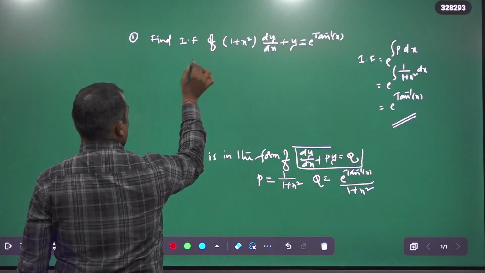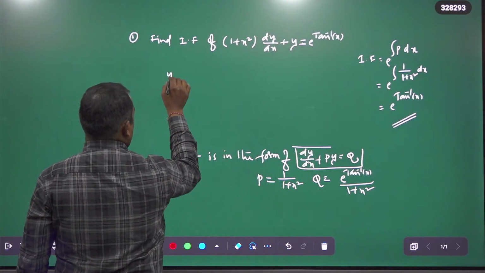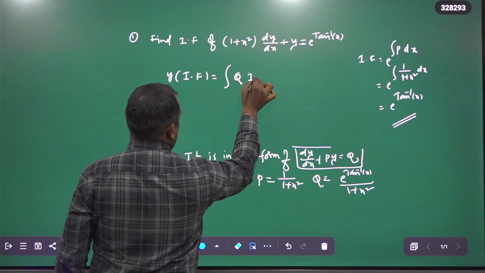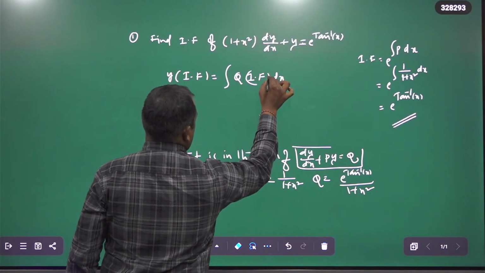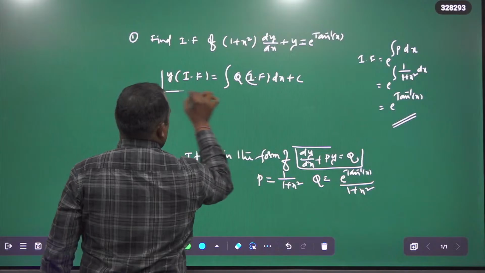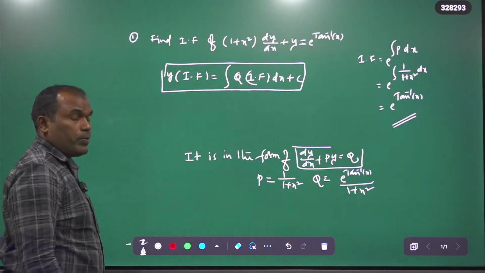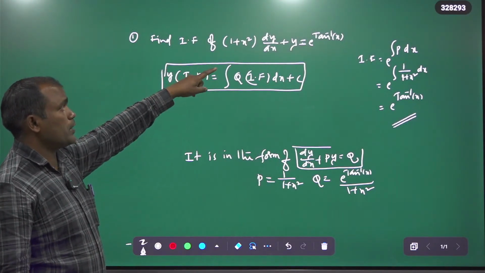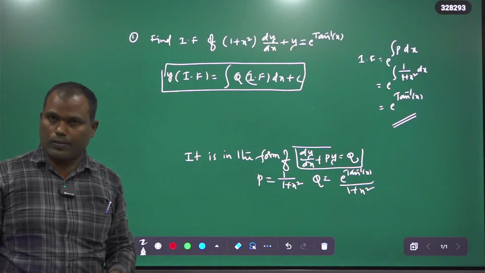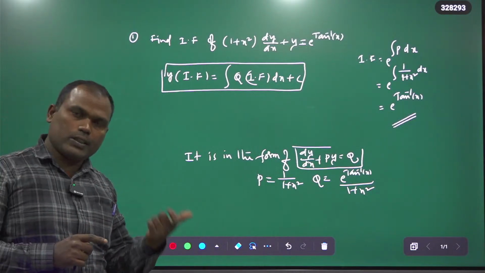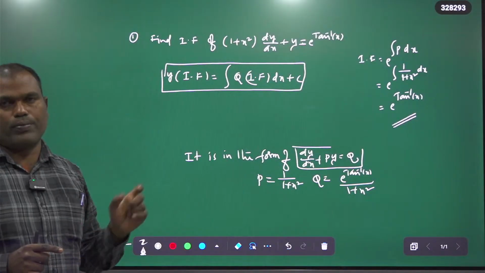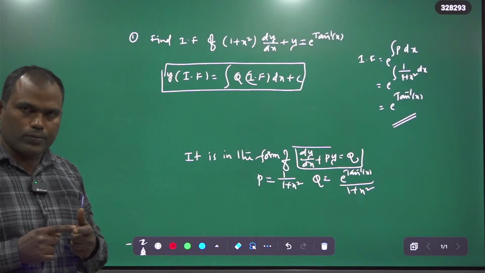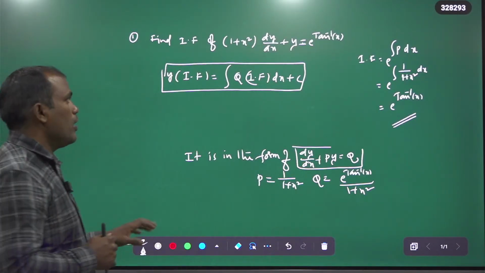The general solution of a linear equation in y is y into the integrating factor equals the integral of q into the integrating factor dx plus c. So this is the general solution. In the question, solve 1 plus x square into dy by dx plus y equals e power tan inverse of x. Solve means we have to do case 1 and case 2, that is, the integrating factor and the general solution.